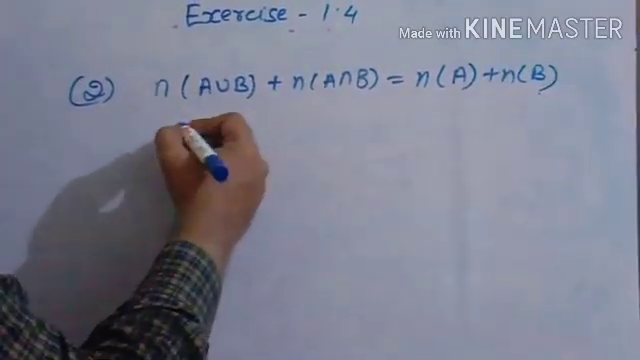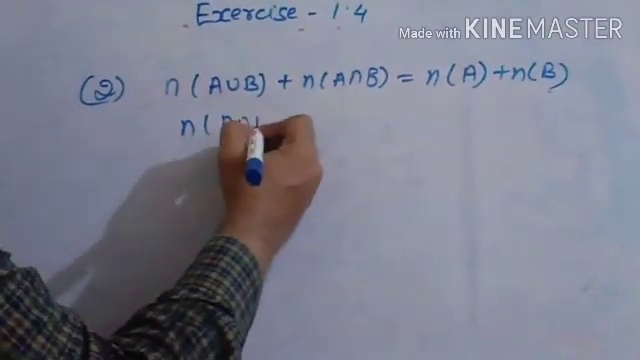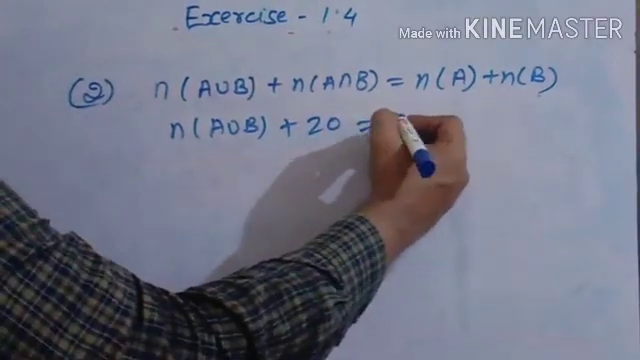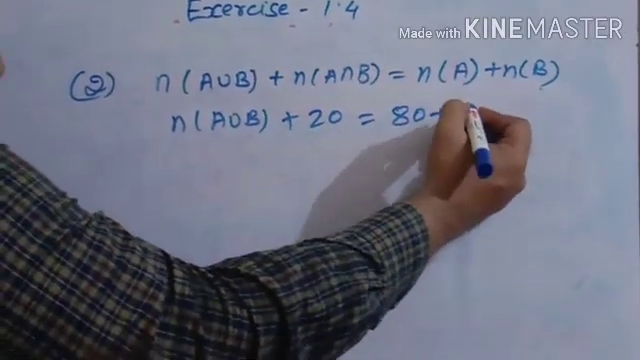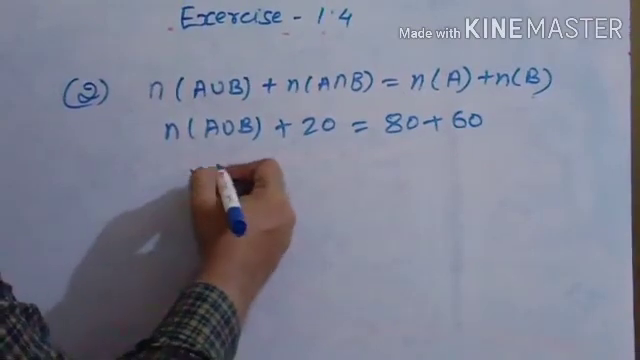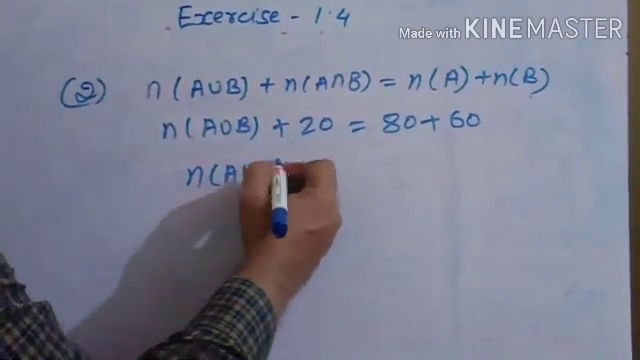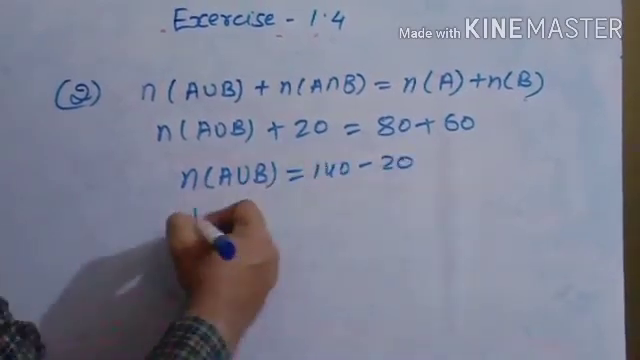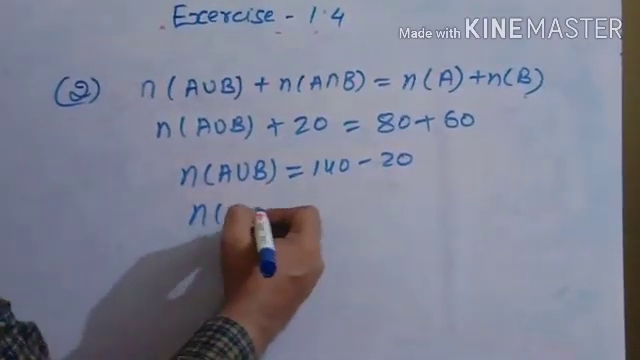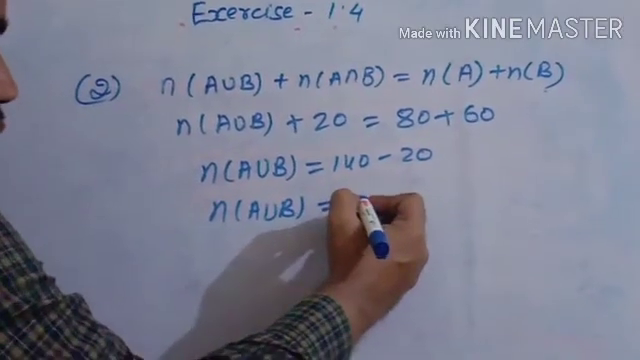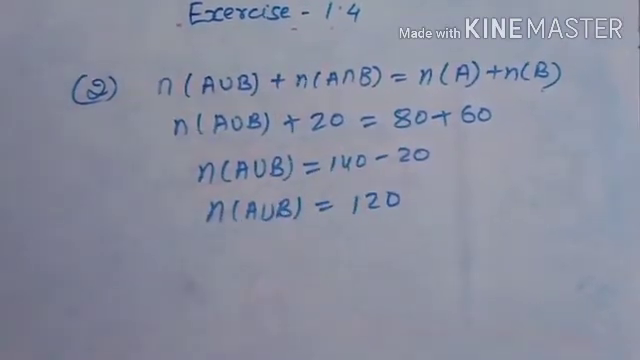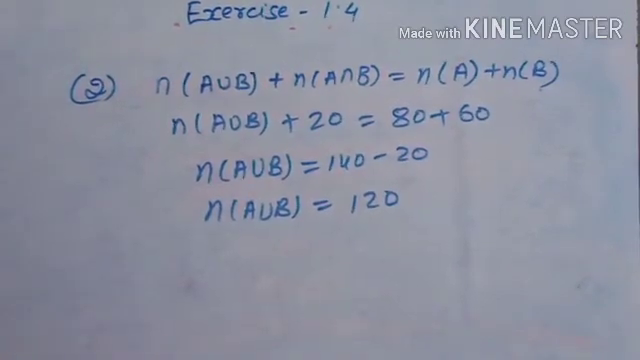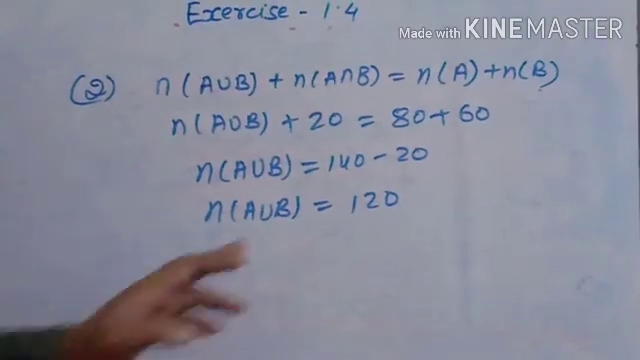Number of A union B we don't know, we should find it. Number of A intersection B is 20. Number of A is 80 plus number of B is 60. Number of A union B is equal to 80 plus 60, 140, minus 20. Number of A union B is equal to 120. So we find the students who drink tea or coffee is 120.